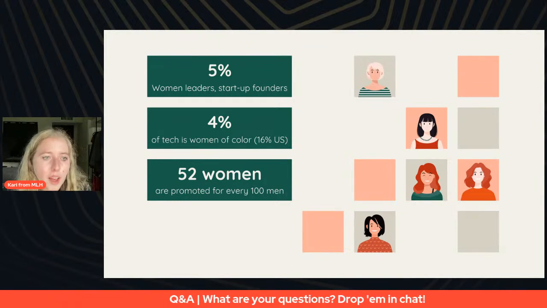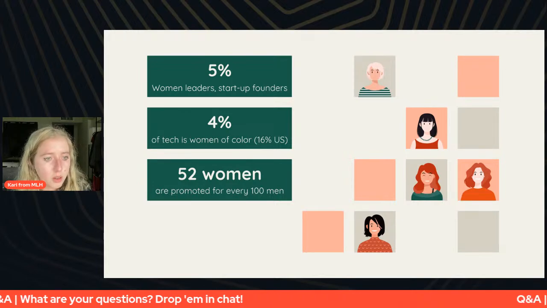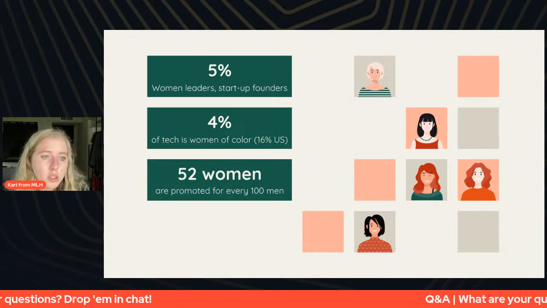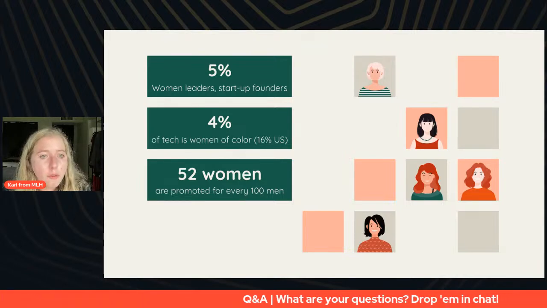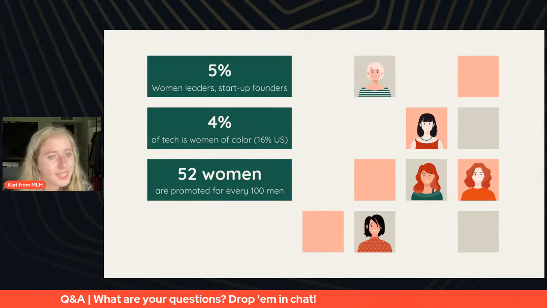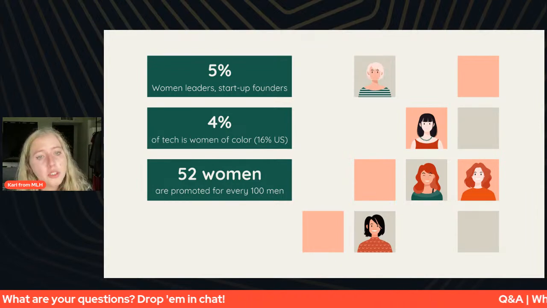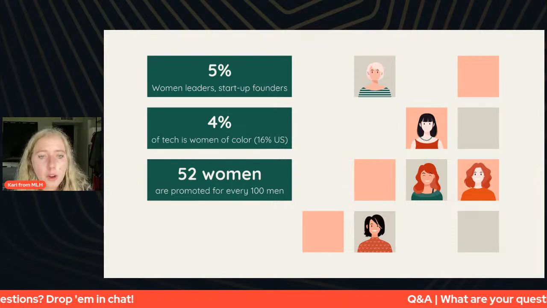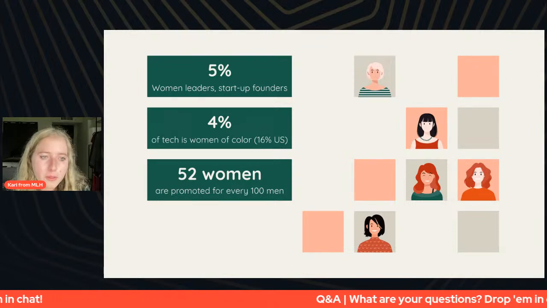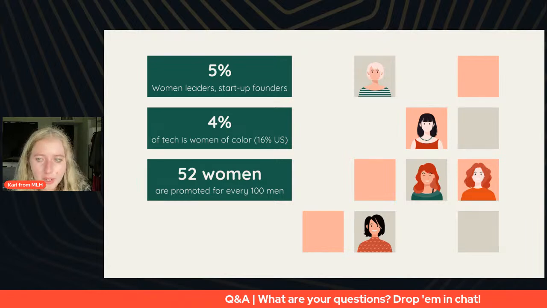We have 5% of the tech industry when it comes to women leaders. So startup founders, women in the C-suite. We have 4% of tech comprising women of color, compared to 16% of the US population. And then for every 100 men promoted, we have 52 women receiving a promotion, right?